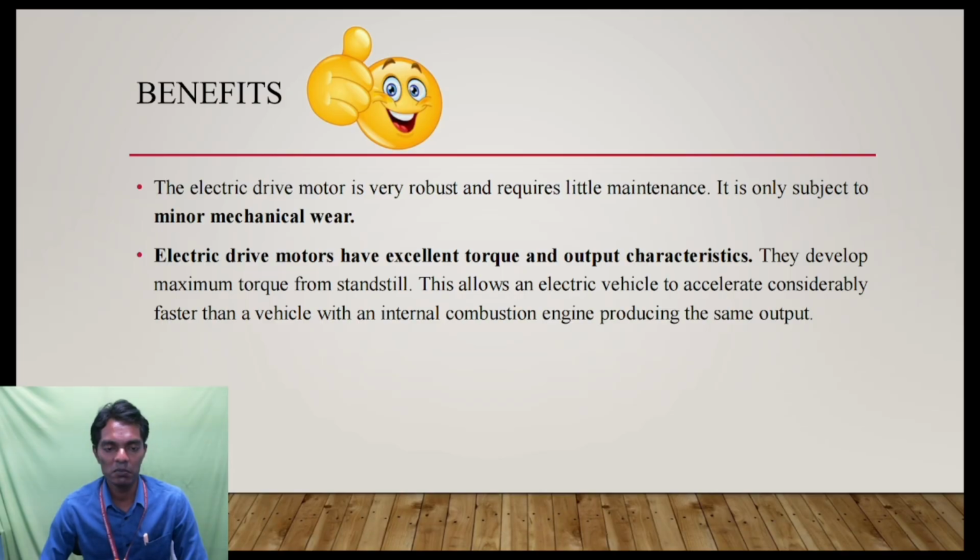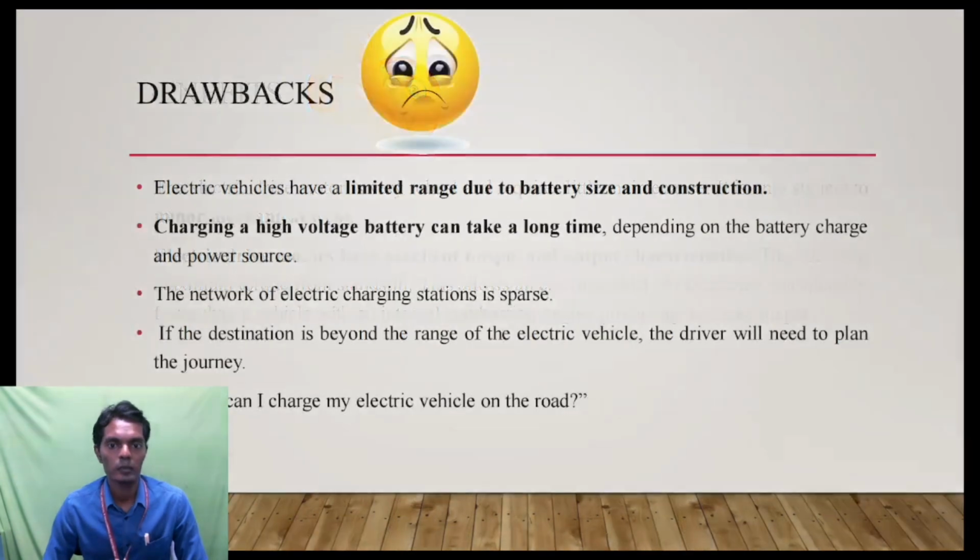They develop maximum torque from standstill. This allows an electrical vehicle to accelerate considerably faster than a vehicle with an IC engine. It can be stopped easily. It can also be started easily.